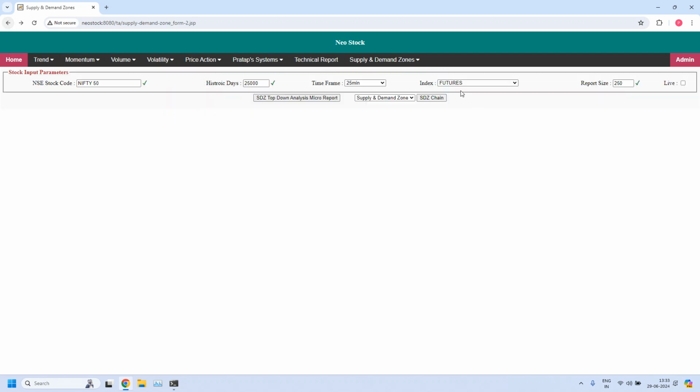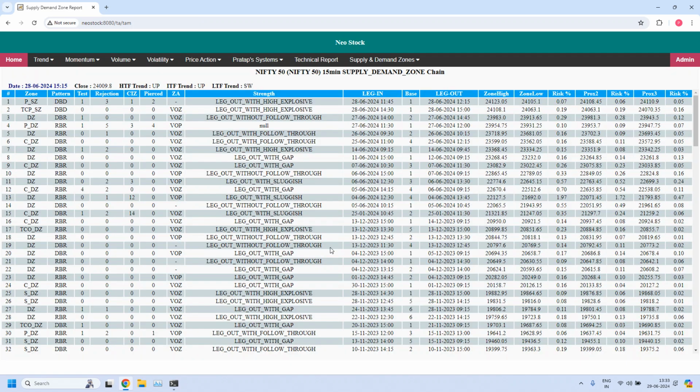Okay, next I am changing the time frame to 15 minutes time frame. In 15 minutes time frame, 2 supply zones are created. One is already pierced, so ignore it. The second one is newly created on 28th. This is a high liquidity zone. It is not yet tested.